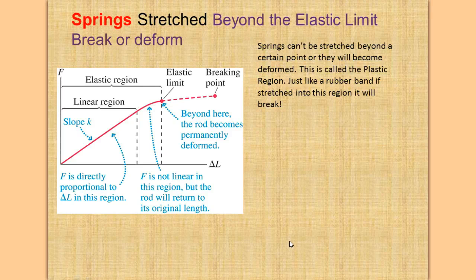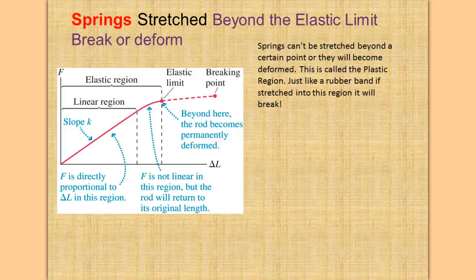Springs can't be stretched beyond a certain point or they will become deformed. This is called the plastic region. Just like a rubber band, if stretched into this region, it will break. So from this point here to zero, and from zero to this point here, is the linear region, or what's called an ideal spring. If a spring is stretched past this linear region, it goes outside the elastic zone, which is called the plastic zone. And if it's stretched a little bit further, it will break.